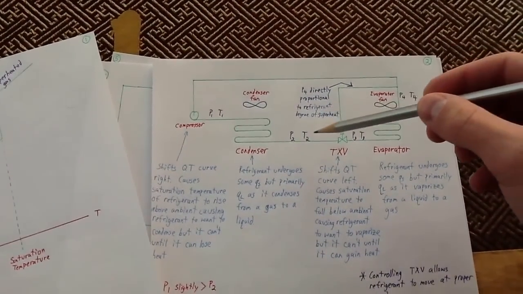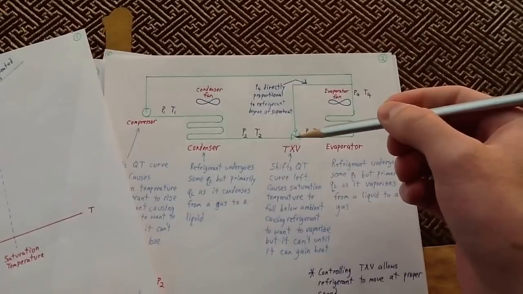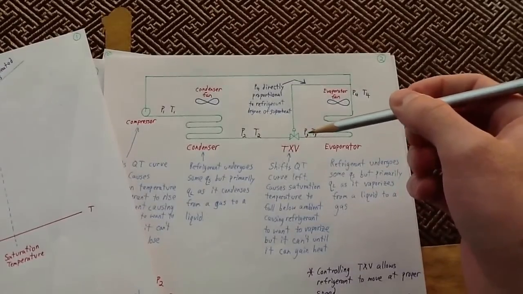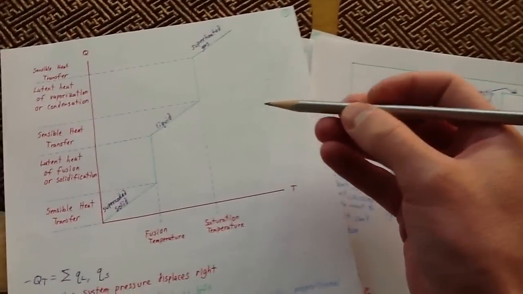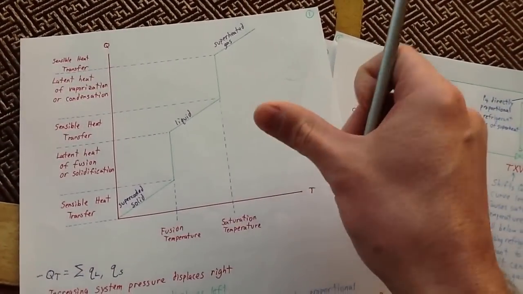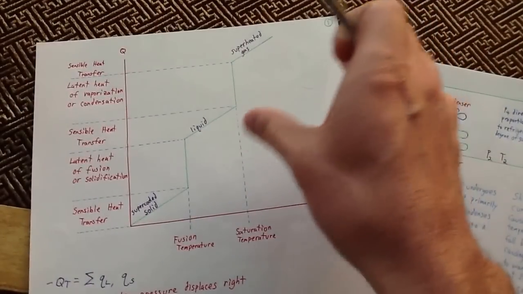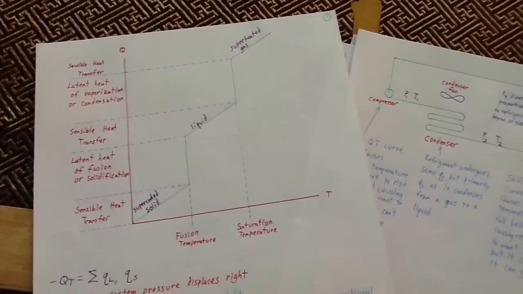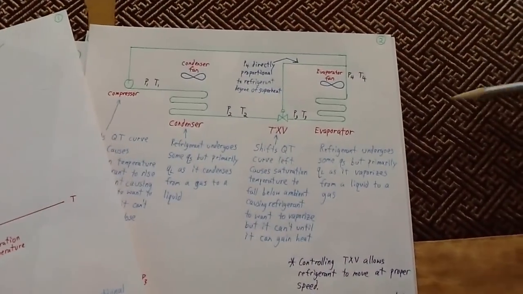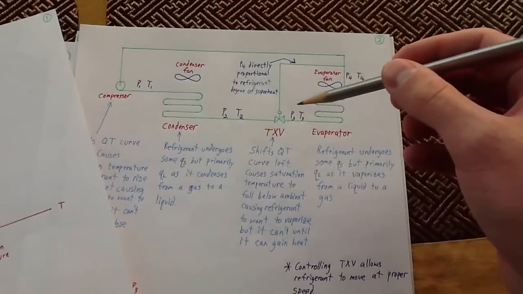Okay, after it goes through the condenser, it's then going to go through this next component, which is frequently called a TXV, thermal expansion valve. The purpose of the thermal expansion valve is to shift the entire heat transfer curve to the left, and it does it by decreasing the pressure. Remember, we talked about how decreasing the pressure shifts this curve to the left, and increasing the pressure shifts it to the right. Okay, and we're going to talk about how this does this in just a moment.